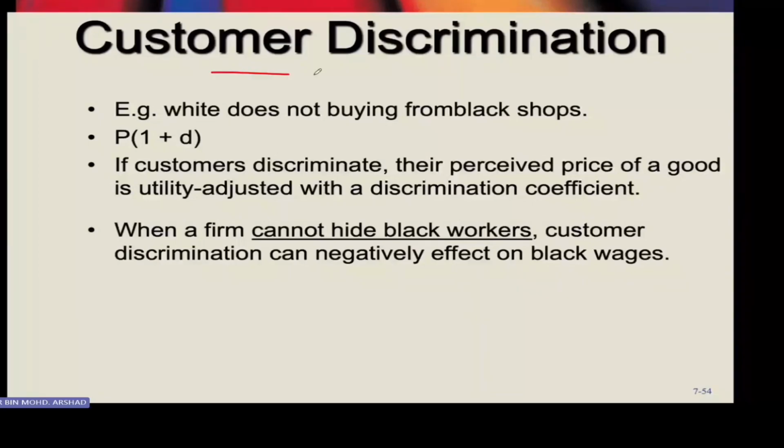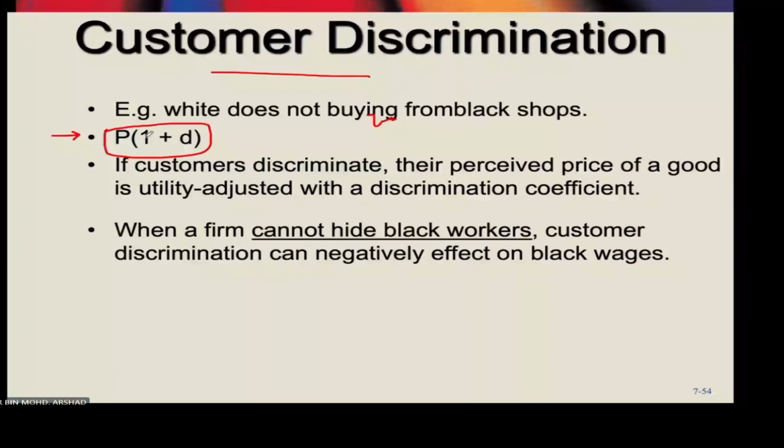The next type of discrimination is customer discrimination. For example, a customer who does not buy from a black shop. Imagine a white customer who doesn't like to buy from a shop run by a black person or one that has a lot of black workers, because the customer perceives the price he gets as P times (1 + D). D is again the discrimination.